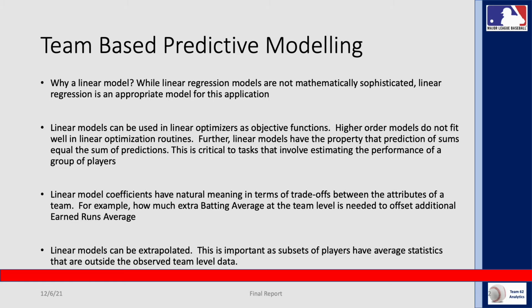And finally, linear models have the nice feature that they can be extrapolated. When we construct a model, because we're looking at team data, that data is going to tend to center itself. We're not going to see extremes because the team-based data is based on averages. Now, when we look at individual players, some of their statistics might fall outside those ranges we saw in the team. So having models we could extrapolate is a feature that we were looking for.